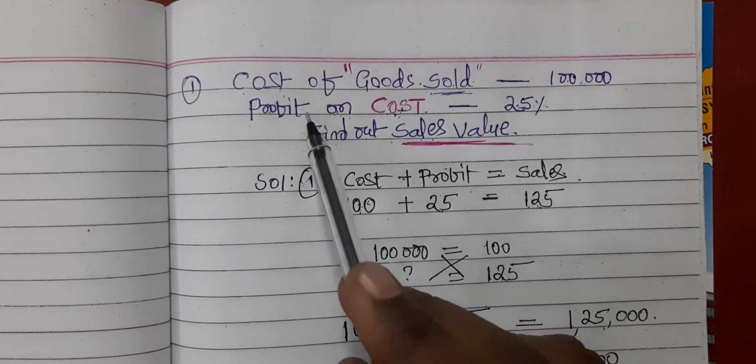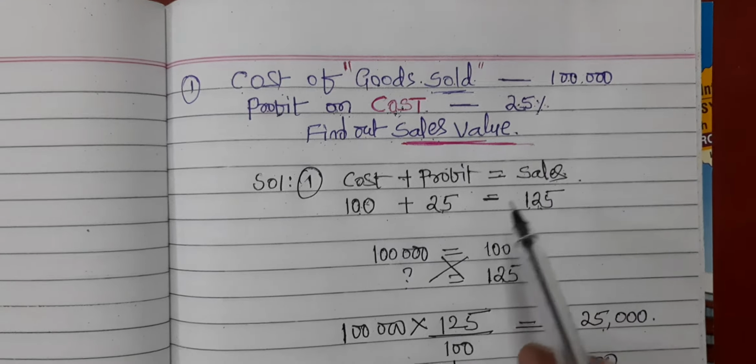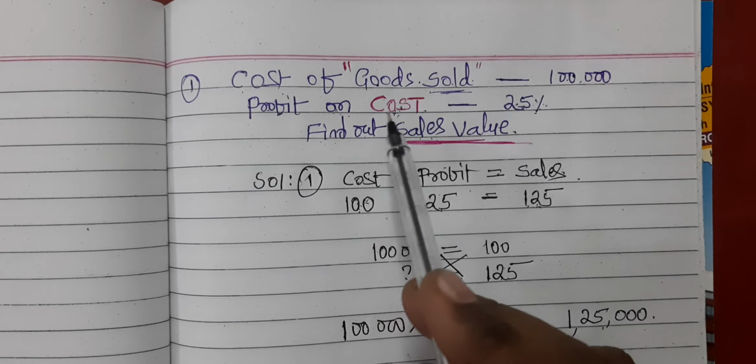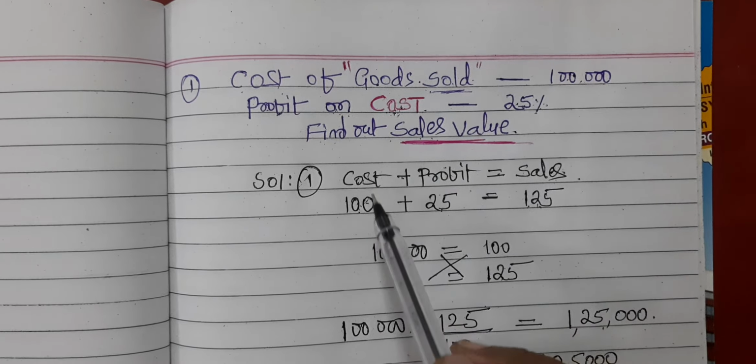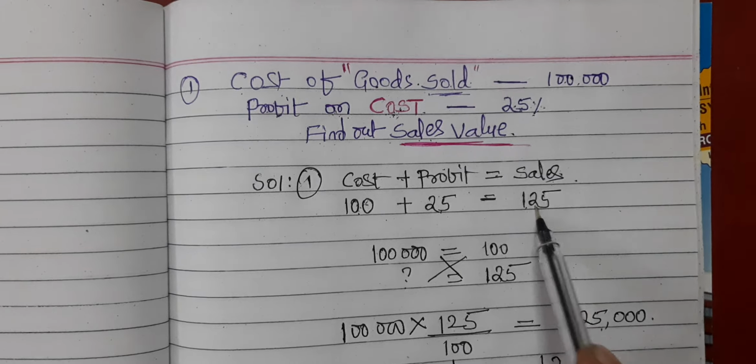Suppose profit on sale is given. Then we assume sale is equal to 100. But here profit on cost is given. That is why cost is equal to 100. Then sale is equal to 125.